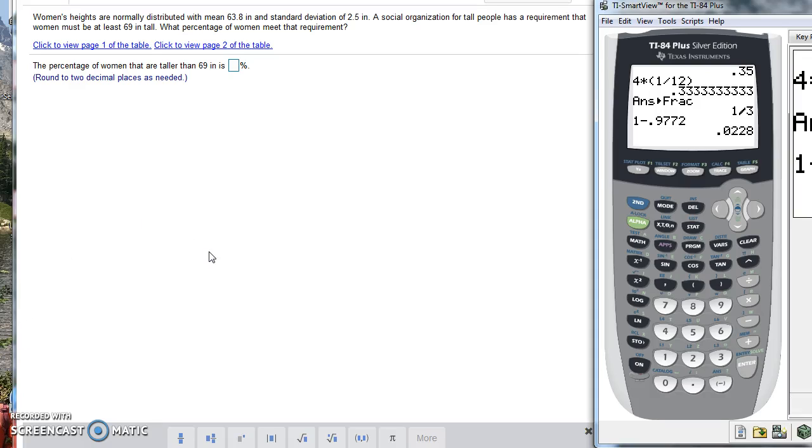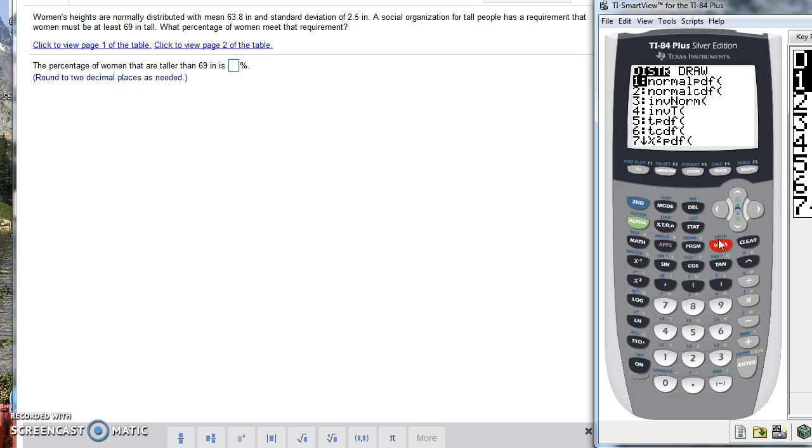Okay, so this problem says women's heights are normally distributed with a mean of 63.8 and a standard deviation of 2.5. A social organization for tall people has a requirement that women must be at least 69 inches tall. What percentage of women meet this requirement? For this, we're going to be doing a normal distribution.